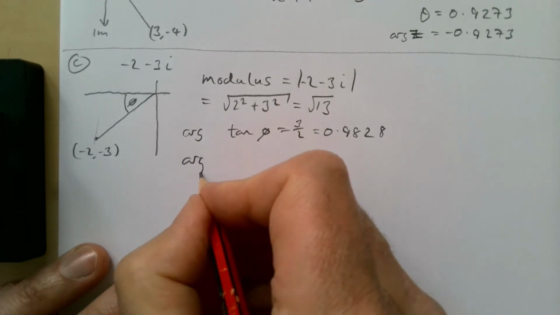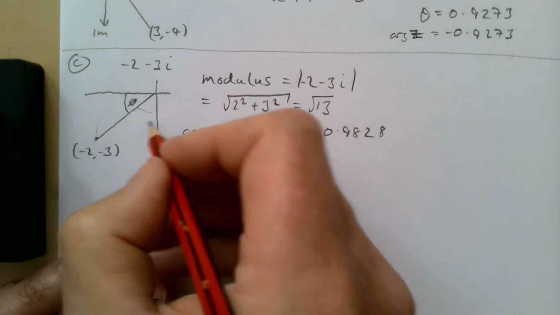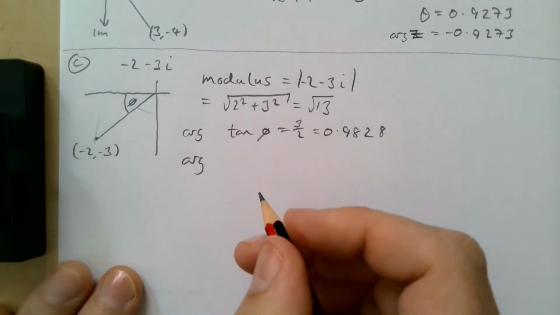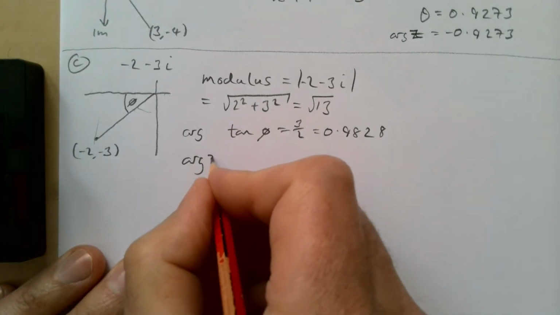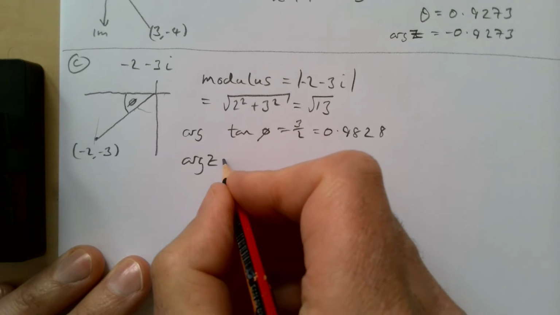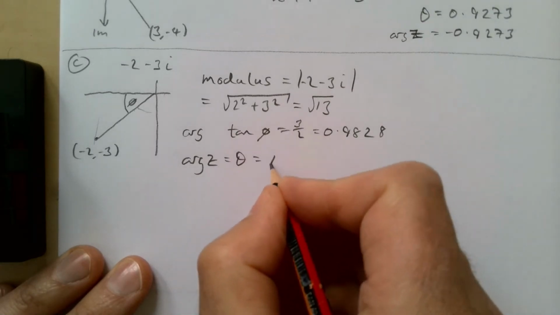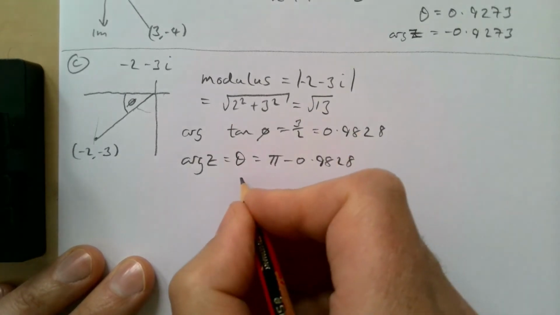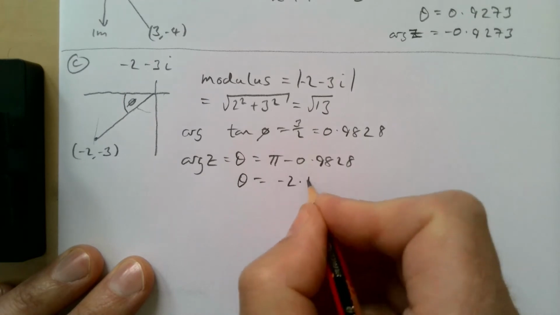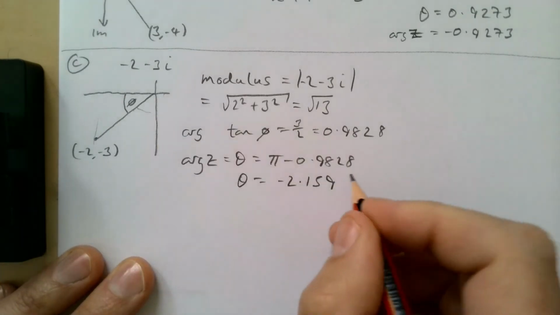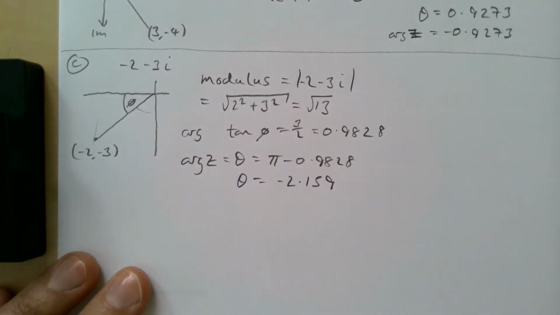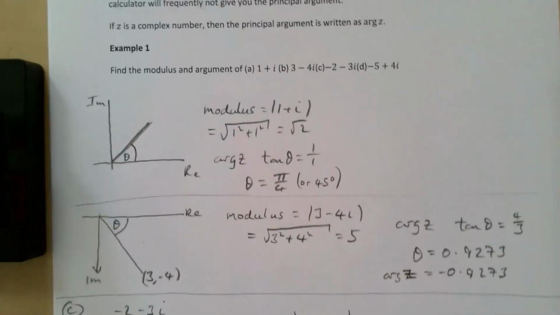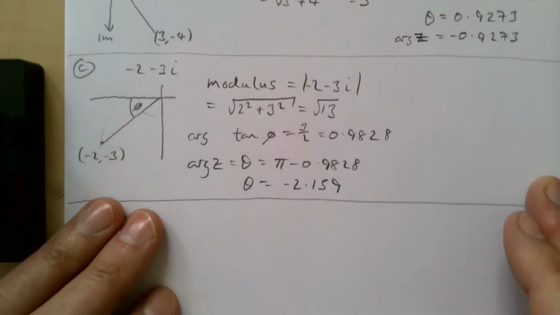The argument that we want is this angle here. Obviously that's 180 degrees, or in radians that's pi, so if we take this away from pi, that should give us the argument that we need. So the argument of z, which we're calling theta, is pi take away 0.9828. And remember it's a minus, I've changed it to that, because we're going down that way from the positive x-axis.